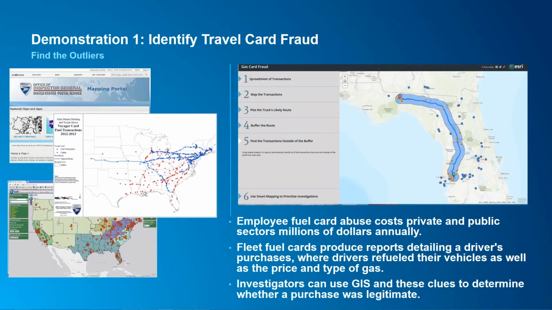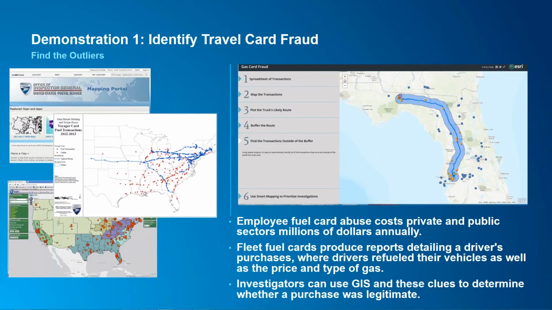The first demonstration that we're going to cover is identifying travel card fraud. We need to find the outliers and why this money is being spent in a fraudulent manner. Using GIS technology, we can really take a deep dive into the location of the spending of travel card frauds to identify fraud. An example of this is USPS, which uses the fuel card transactions of their long haul truckers.